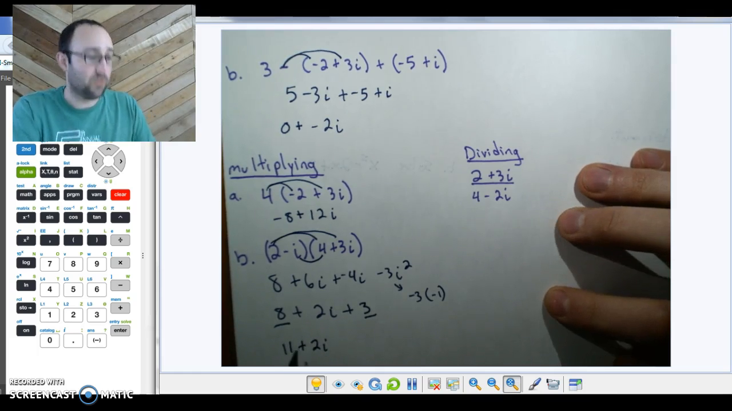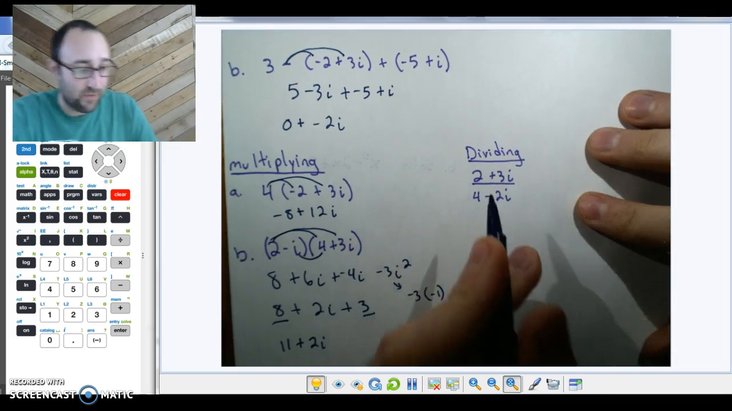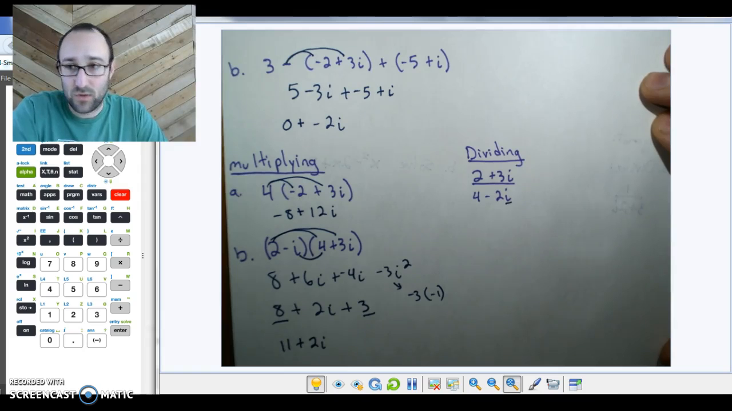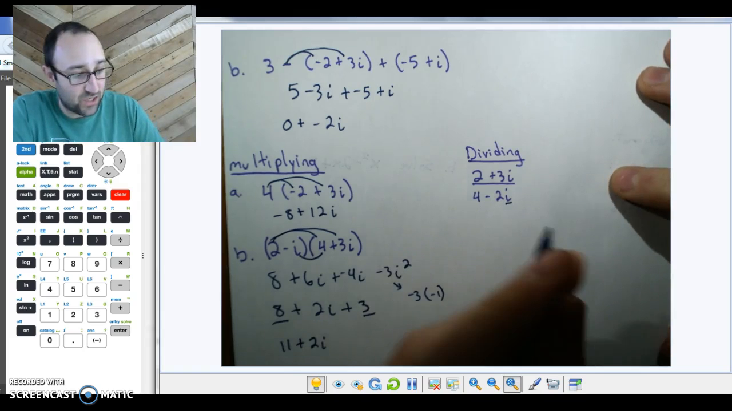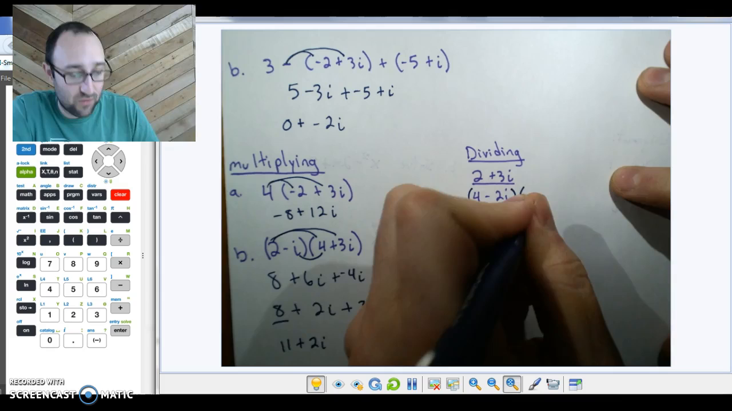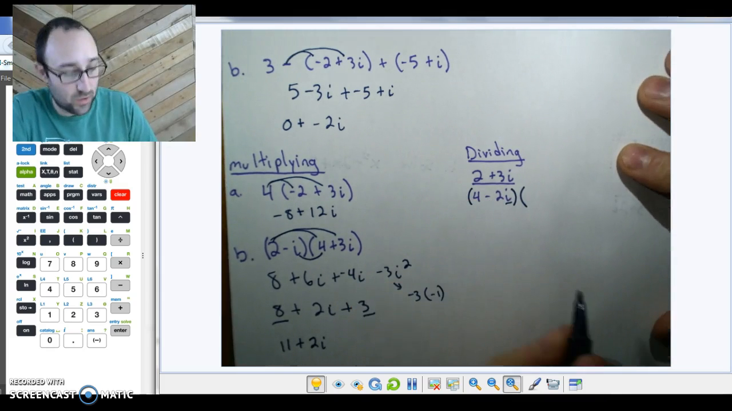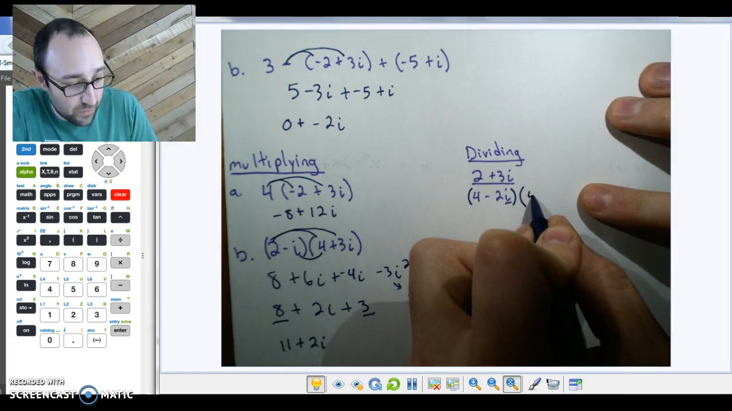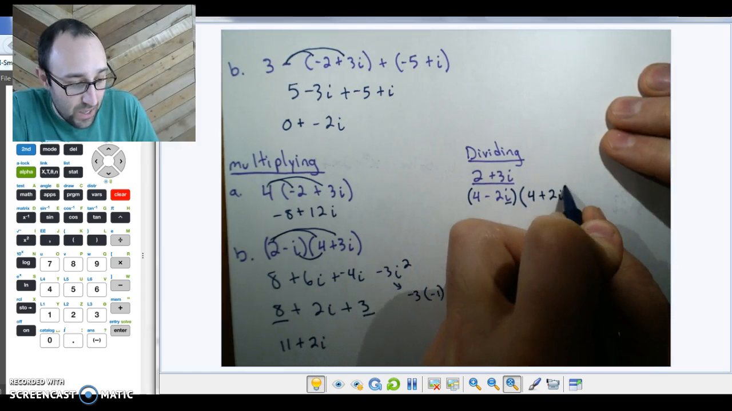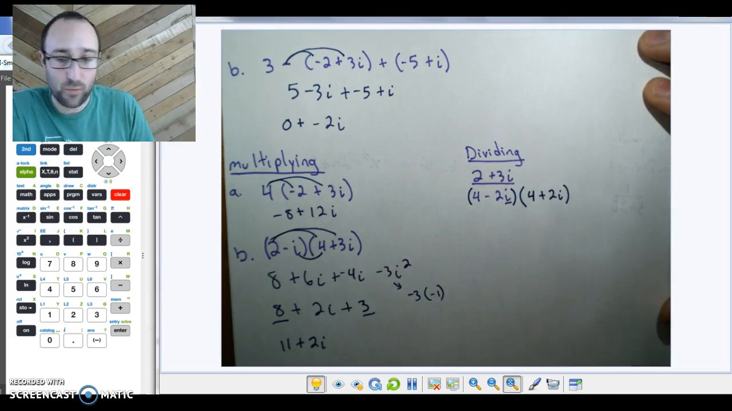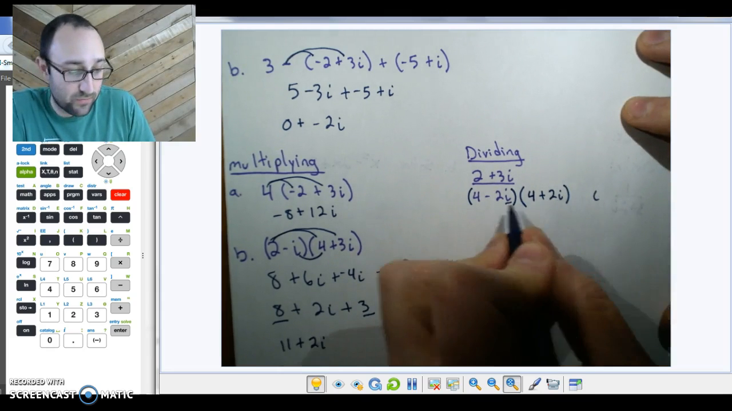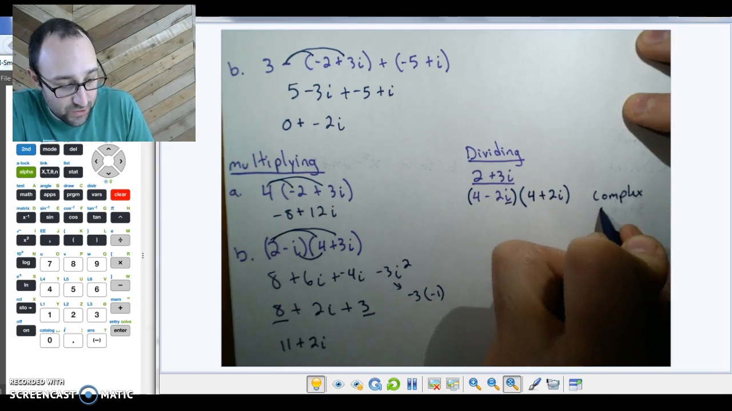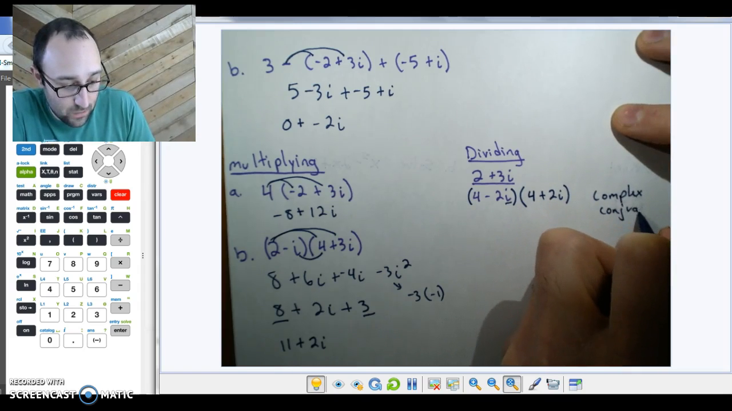Alright, so there's multiplying. Now let's talk about dividing. If I want to divide these out, we don't want the i in the denominator. So what we have to do is multiply by the conjugate of the denominator. The conjugate, remember, is just the sign in between switched. So instead of 4 minus 2i, I have to multiply by 4 plus 2i. And these two numbers right here are called the complex conjugate.